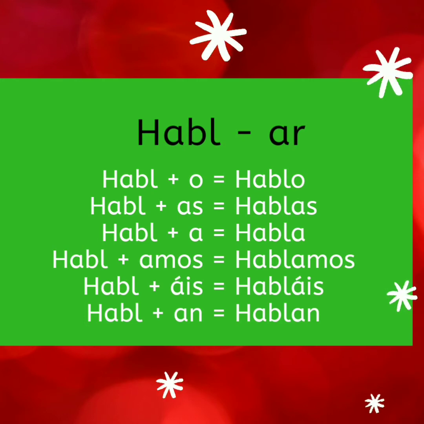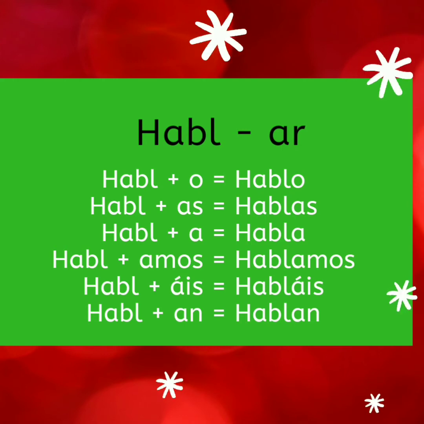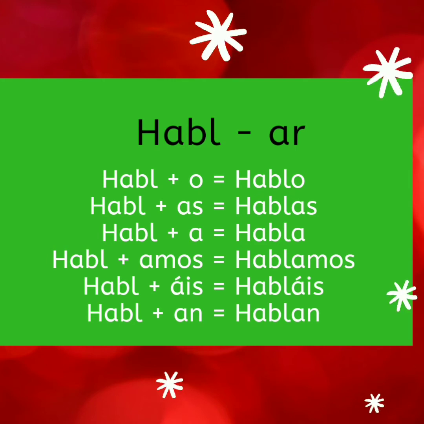The next conjugation is habláis. Here we have removed AR and added áis. So the word is habláis. The last conjugation is hablan. We have removed AR and added AN to it. So the word formed is hablan.